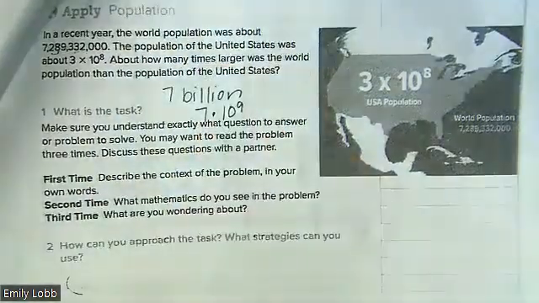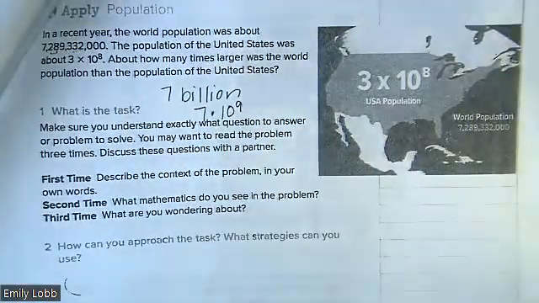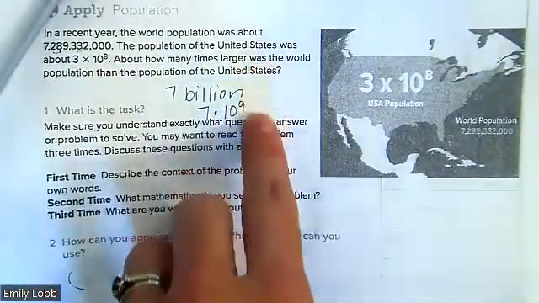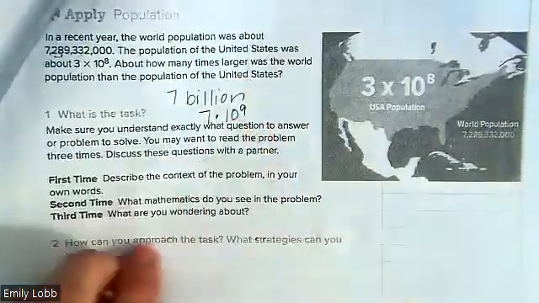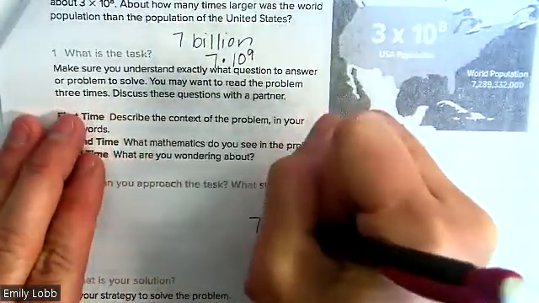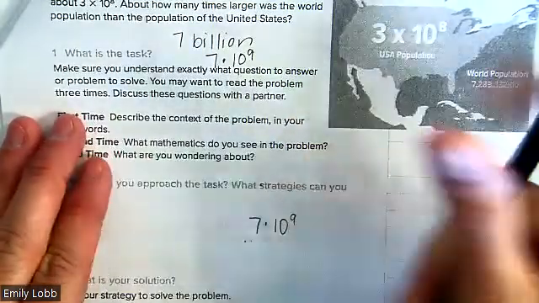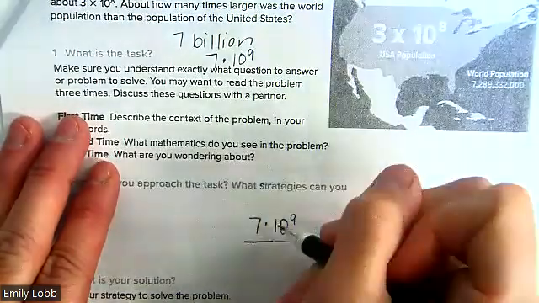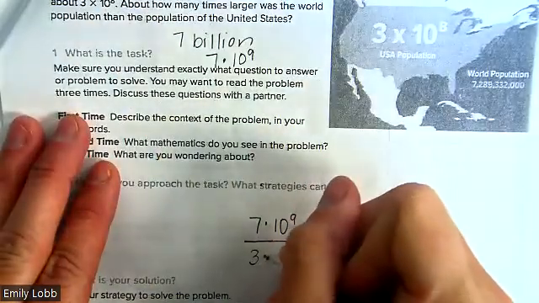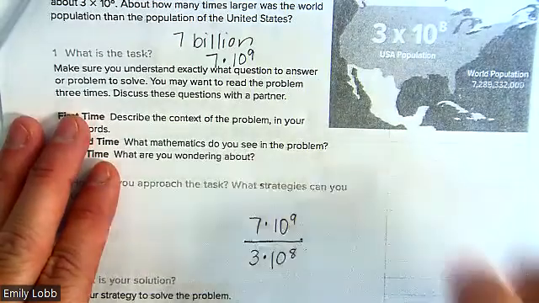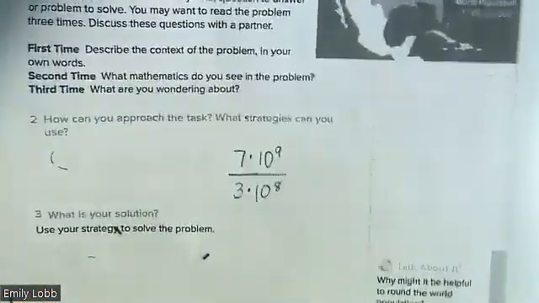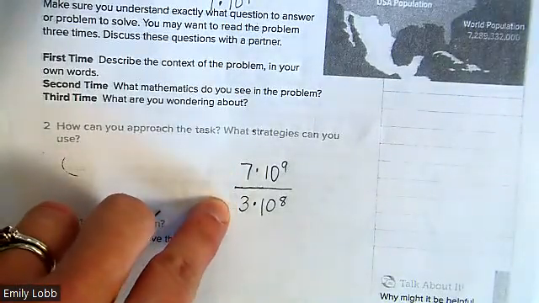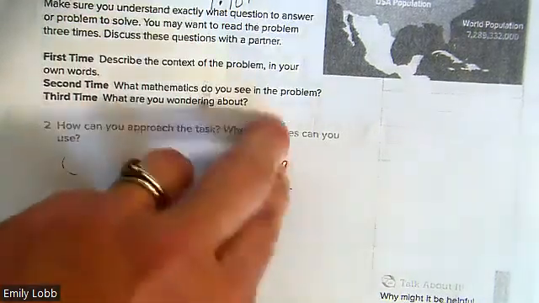We want to know how many times that is larger, because we're not saying how much larger. If we were saying how much larger, we would say this minus that. But we're asking how many times larger. That's why we're dividing. So we're going to say 7 times 10 to the 9th divided by what? The bigger population divided by the United States, right? Remember, we're going to use the associative property and associate our numbers over here and then our powers over here.